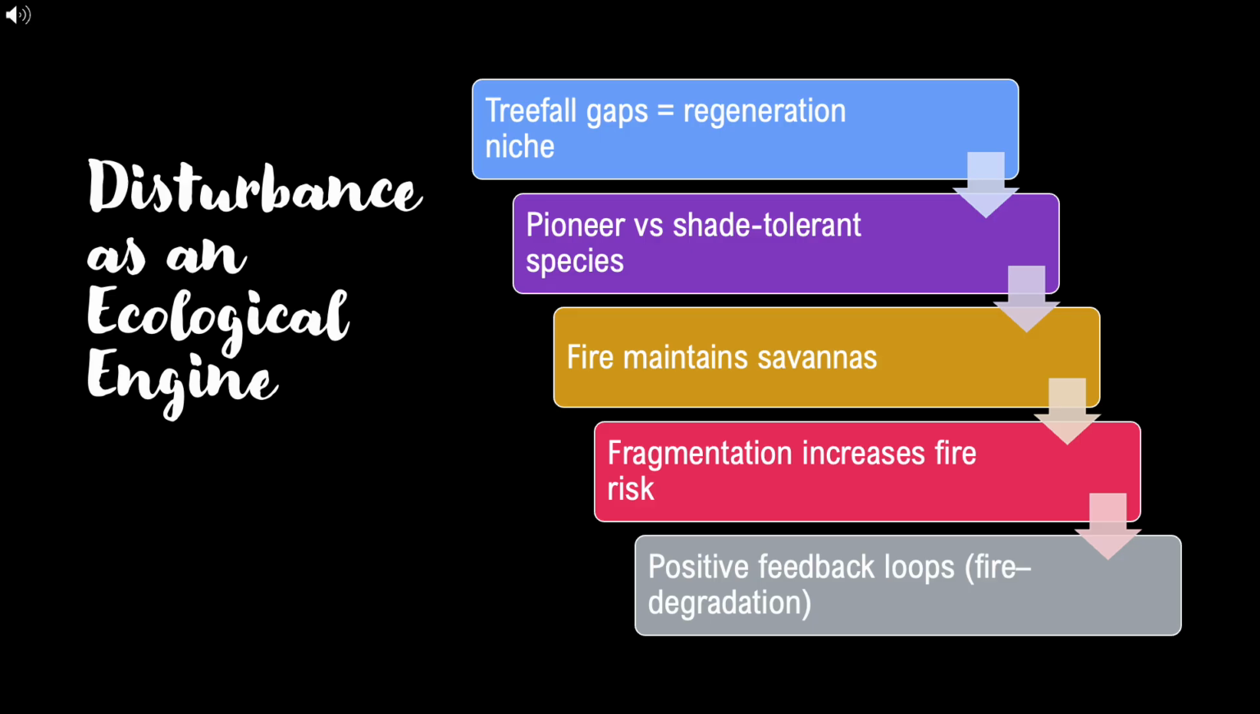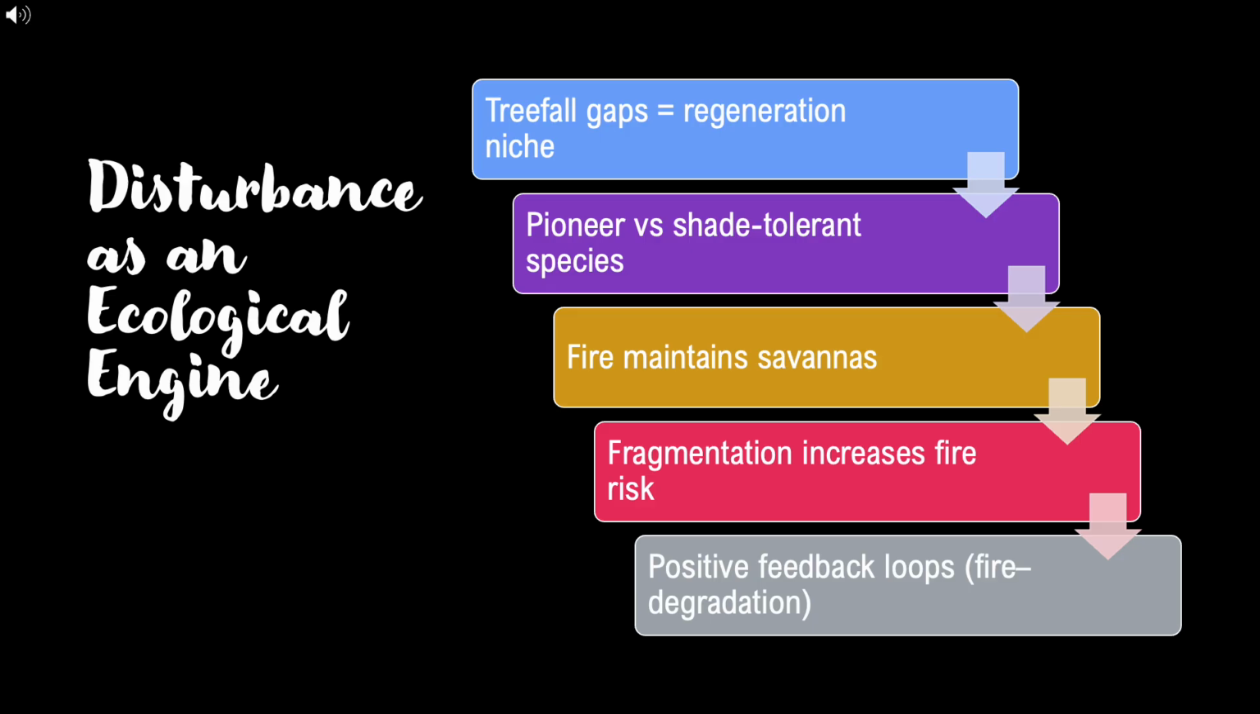Now scale that up. Fire is a disturbance that operates at a much larger scale. And in the seasonal tropics and savannas, it's not a catastrophe, it's a regular event that many species are adapted to. Fire actually maintains savannas by preventing forests from establishing and taking over.